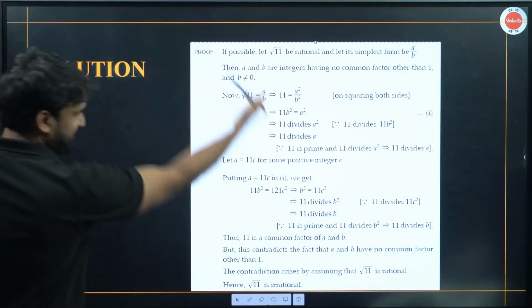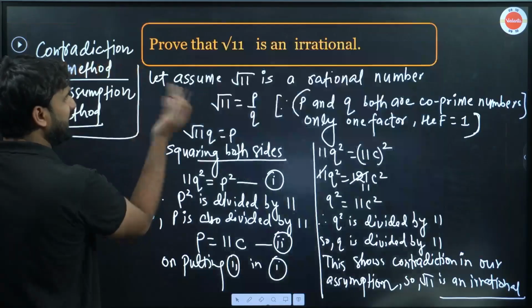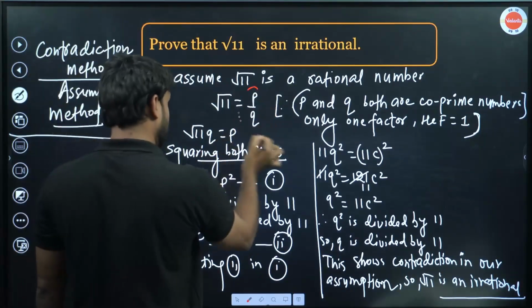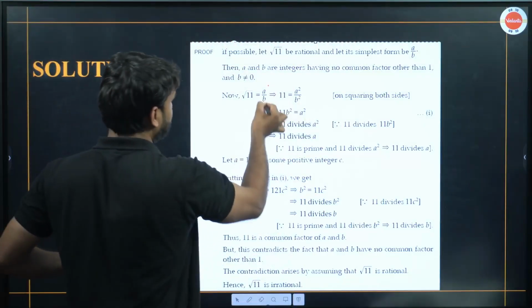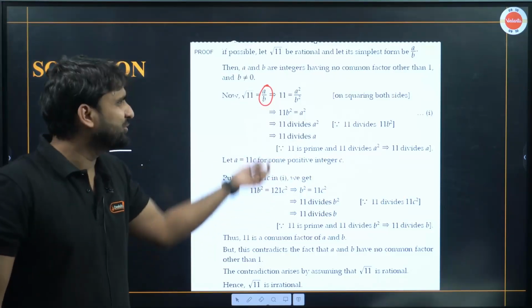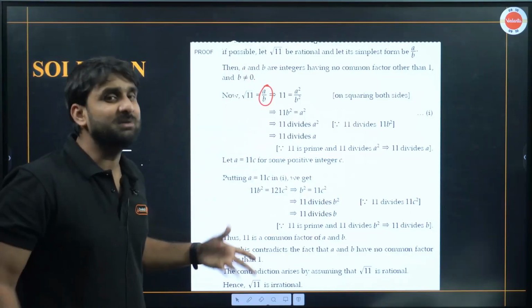Okay, so the solution is also given here. We can take p by q if we are assuming root 11 as a rational number. In some other books, people write a by b, but there is no difference. You can take x, y also, whatever you want, it doesn't matter. Rational number means something by something.